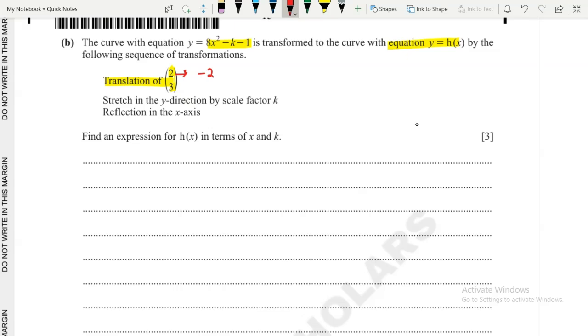Stretch in the y direction by the scale factor of k. This means that k is going to be multiplied with the whole f of x. Then we have reflection in the x-axis, so minus f of x, because we have to make the y values negative. For example, if this is the curve and this is the point, when this is the y value, then this becomes minus y. This is the reflection in the x-axis. Okay, so find an expression for h of x in terms of x and k.